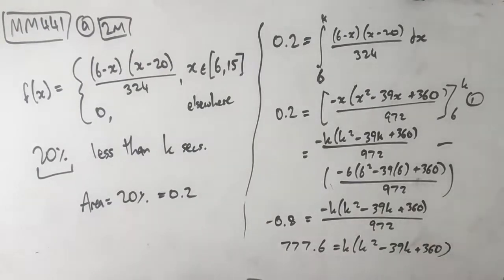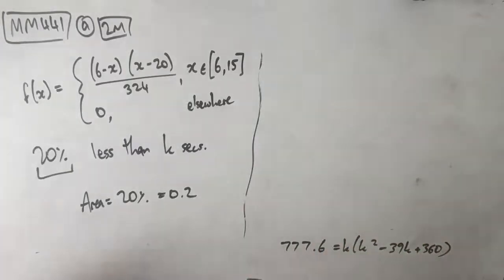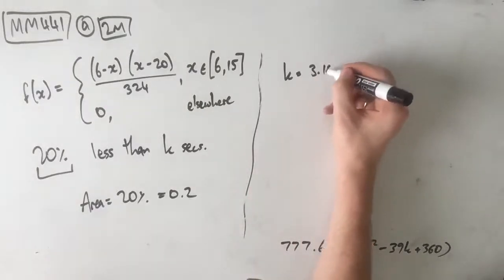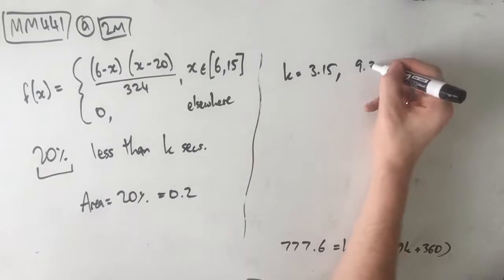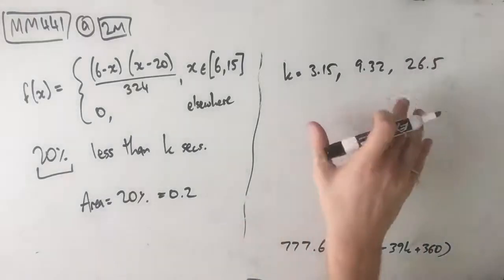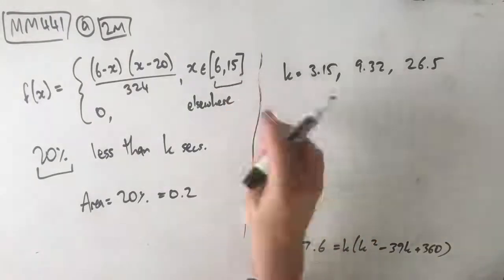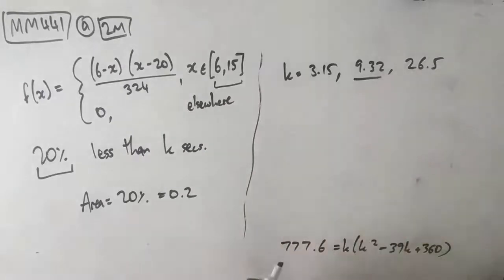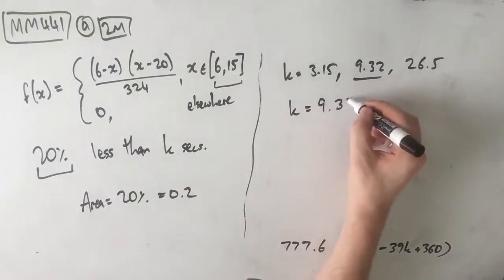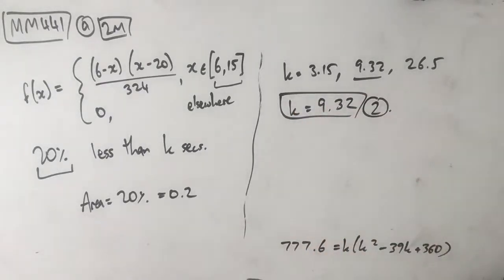Because we have our CAS available, I would simply do this in my CAS. No point trying to do it by hand. What we end up with is k equals 3.15, 9.32, and 26.5. But we can't have all of these as our answer, because our domain is from 6 to 15. 9.32 is the only value of k which lies between that, which means that k is equal to 9.32. This is our second and final mark for this part.